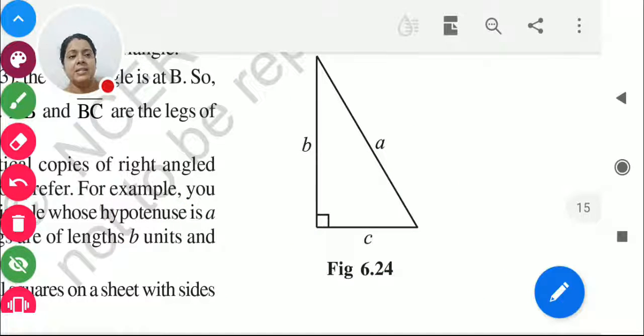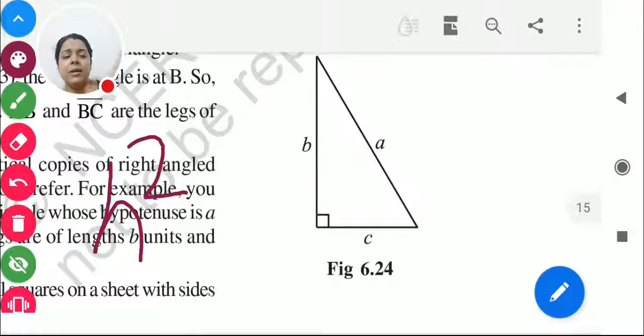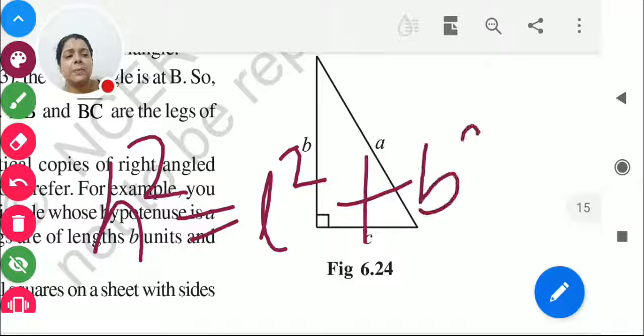The rule says, this is H, this is B, this is L. The rule says H square is equal to L square plus B square. L is what? Length. B is the base or breadth, and H is the hypotenuse.